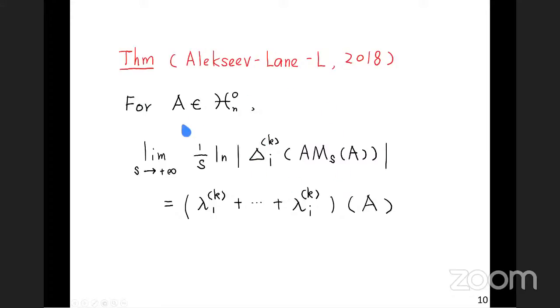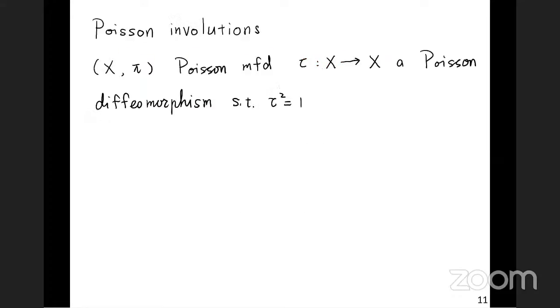Okay, now this is about type A, like for SU(N) or U(N). We want to do it not just for type A, but for other types. To do this, I need some other input, which is called a Poisson involution. Suppose we have a Poisson manifold. A Poisson involution is nothing but a Poisson diffeomorphism τ such that τ squared equals 1.